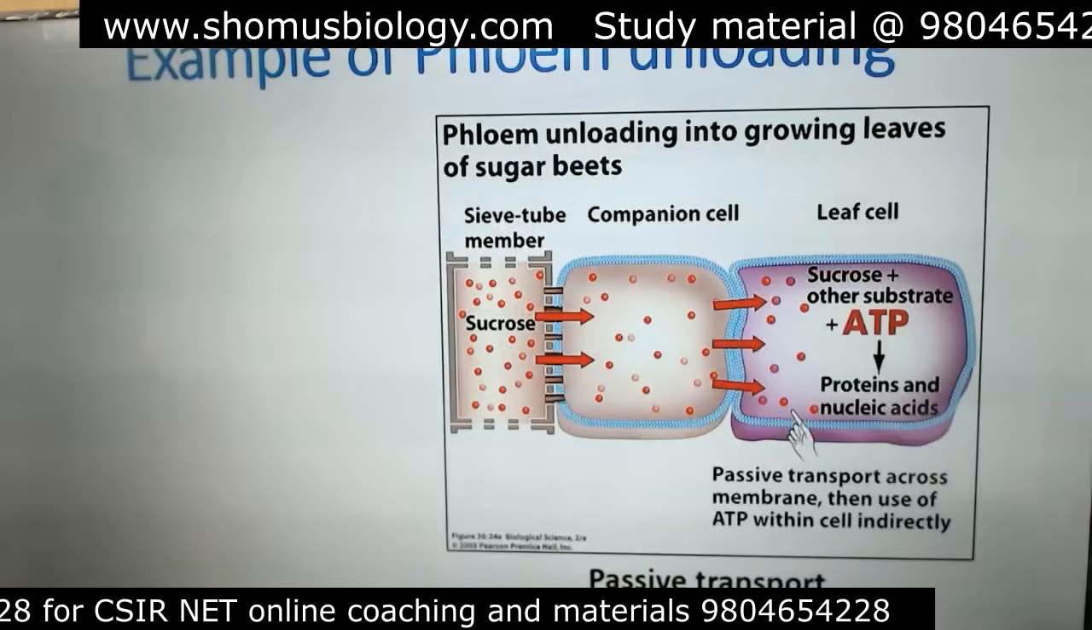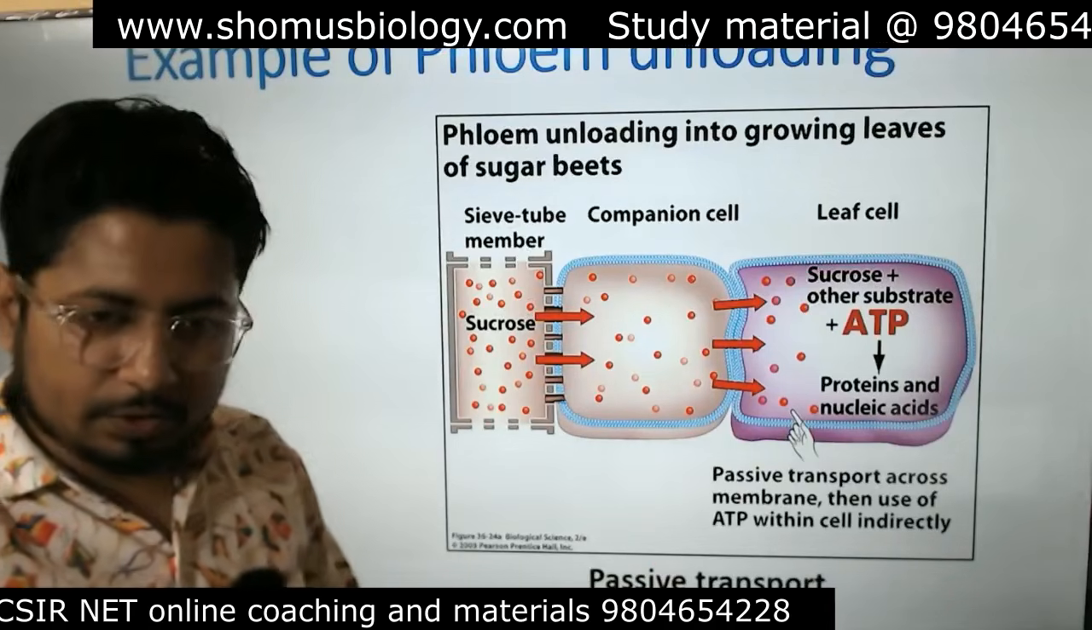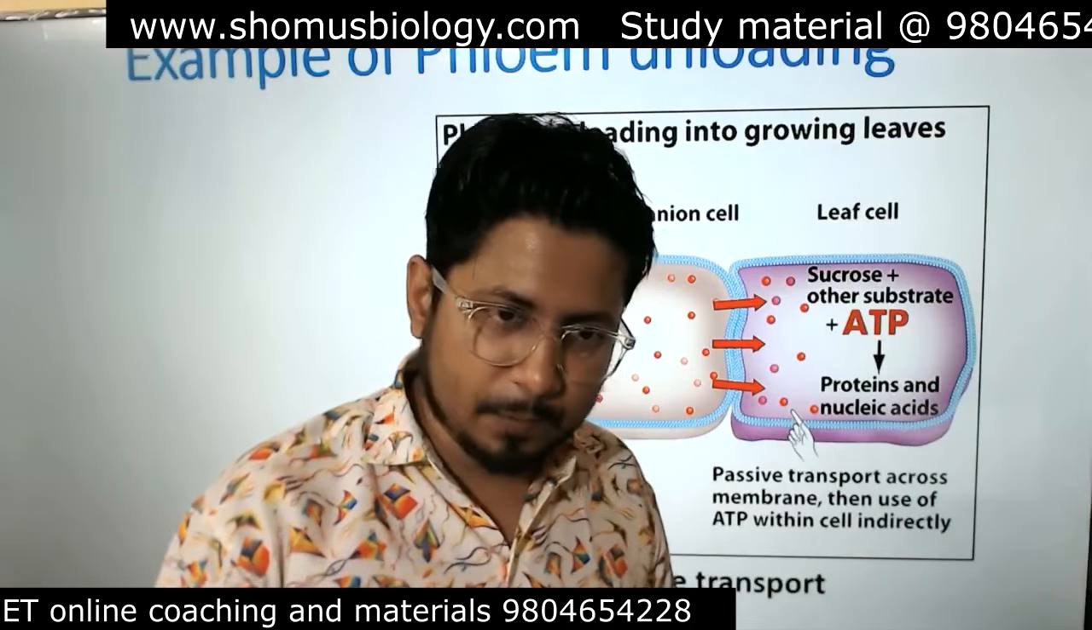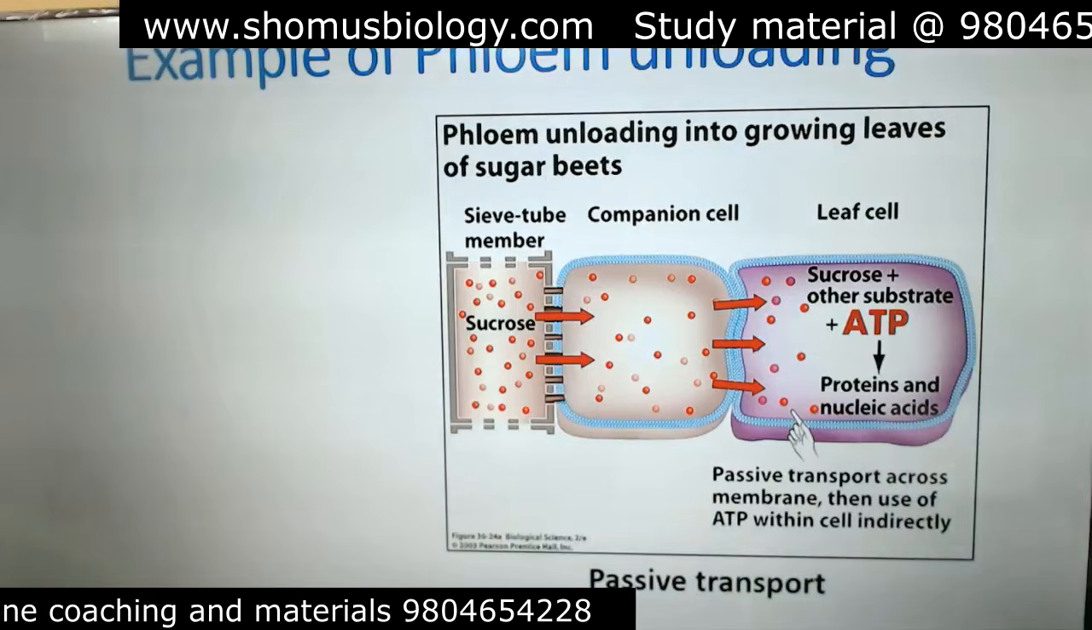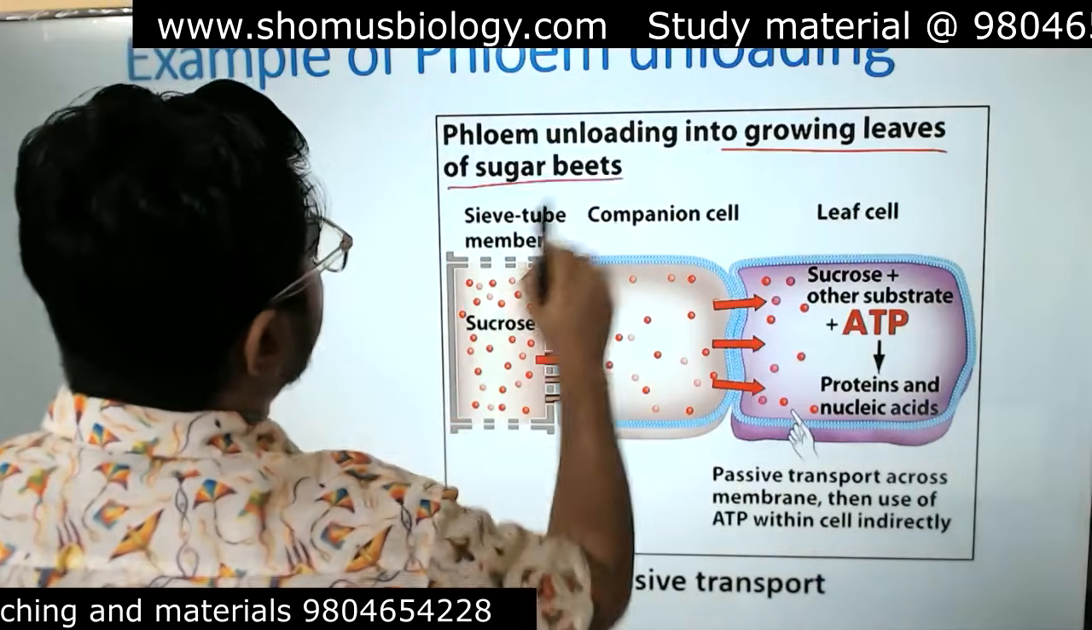So here you see the transport. One kind of transport is passive transport. So the phloem can be unloaded with a passive transport or the phloem can be unloaded with an active transport. So here, the passive transport, what happens? Unloading from growing leaves of sugar beets.